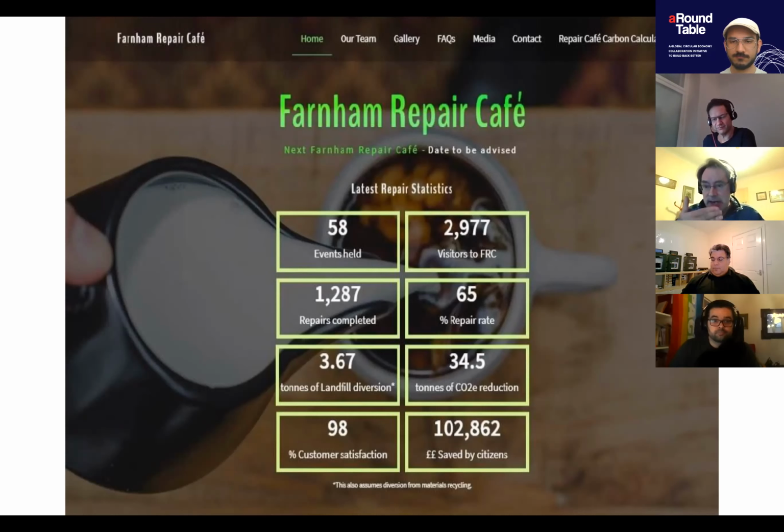And I've been very keen to promote the impact. This is real. This is not fake news. Come along, experience it, see it, it's real. Effectively, and this is still an amazing figure to me, consistently across our surveys and across our repair cafes, on average, there's a 65% repair rate.